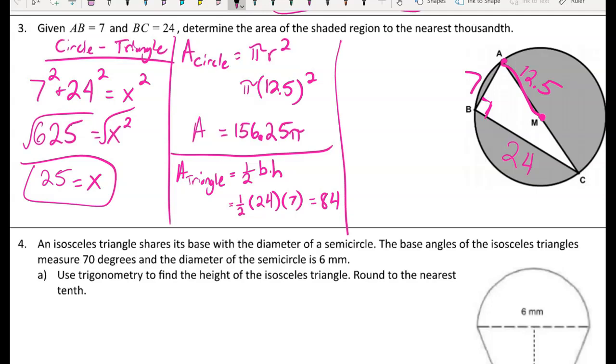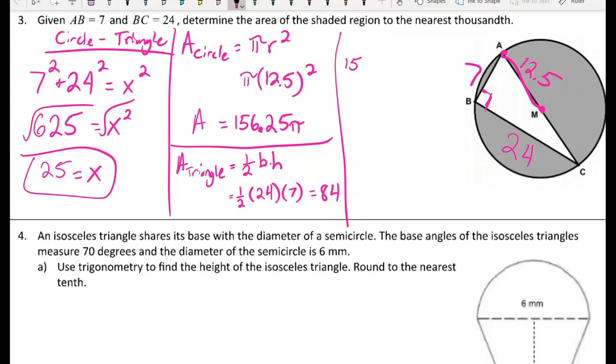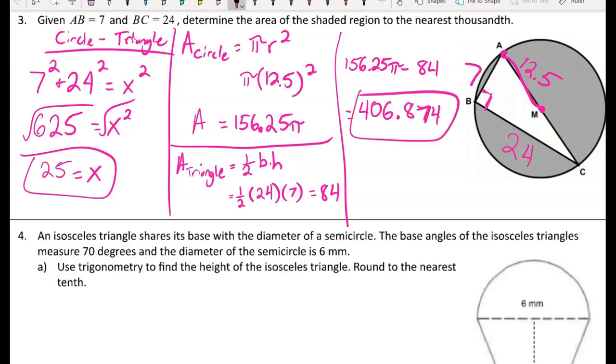So to find the area of the shaded region, I'm just going to take my big area, the area of the circle, and subtract away the area of the triangle. And if it says to the nearest thousandth, then I want 3 decimal places, so it should be about 406.874 units squared for my shaded area.